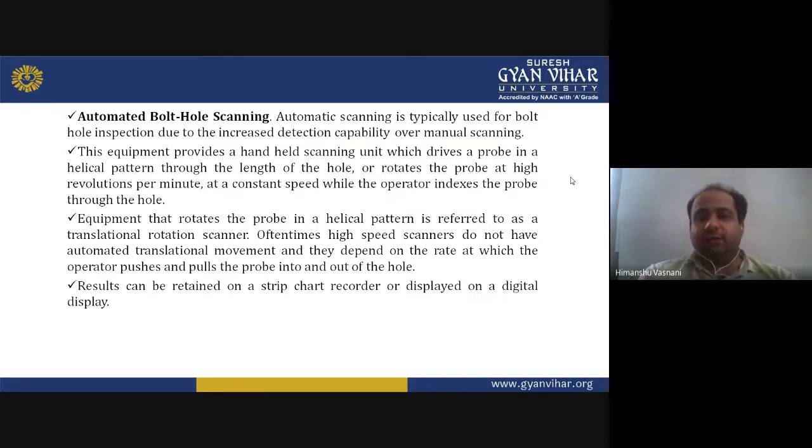Equipment that rotates the probe in a helical pattern is referred to as a translational rotational scanner. Oftentimes, high-speed scanners do not have automated translational movement, and they depend on the rate at which the operator pushes and pulls the probe into and out of the hole. Results can be retained on a strip chart recorder or displayed on a digital display.